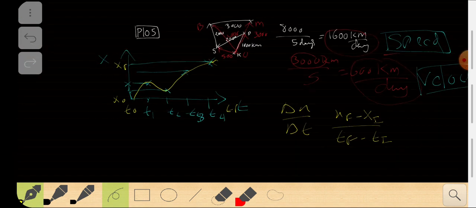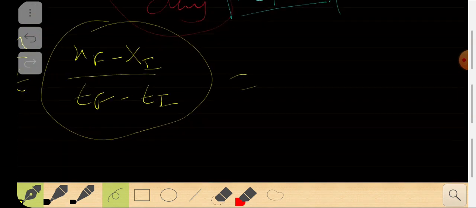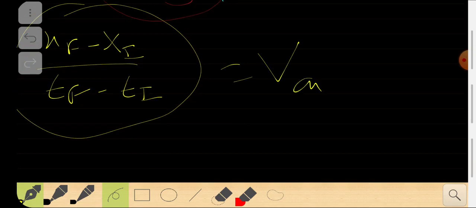So here x final is 3000 and x initial is 0, so that's 3000 divided by t final, which is 5 days, so t final minus 0, which is 5. So that's 3000 by 5. That's how we get that factor. Okay, this velocity is called the average velocity of traveling.